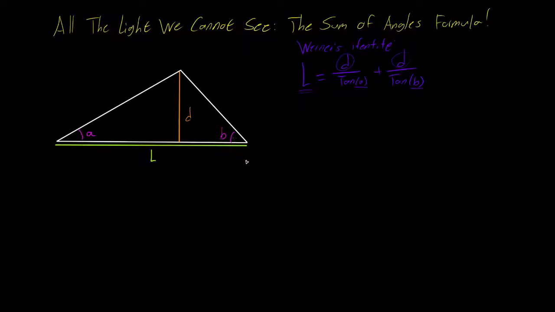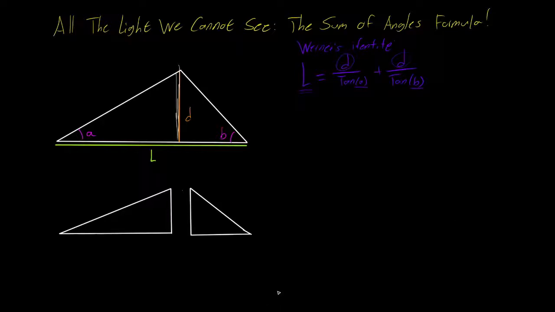So because this is a non-right angle triangle, we can't use our normal trigonometric functions here. But if we split the triangle in half this way, we can split it into two different right angle triangles. Now, to note, this distance here would be D. This distance, also D. This would be angle A, and this would be angle B.